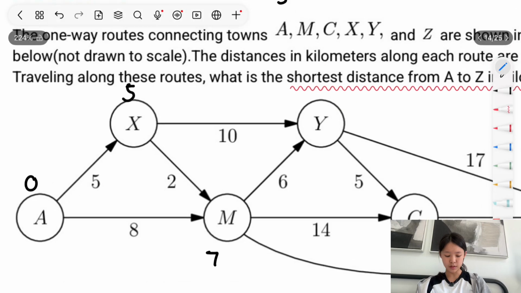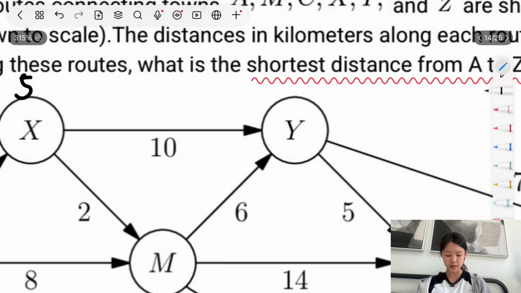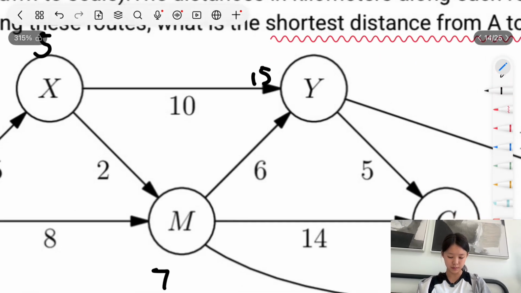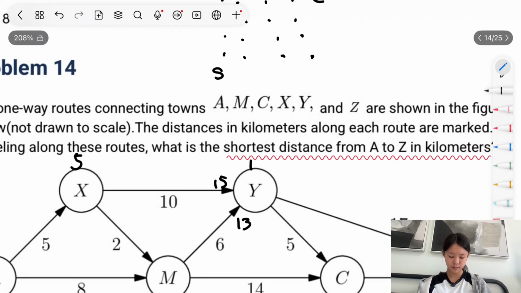Next, you can go either from X or M to Y. And so if you go from X, the path length would be 15. If you go from M, it would be 13. So we know the shortest path to Y is 13.